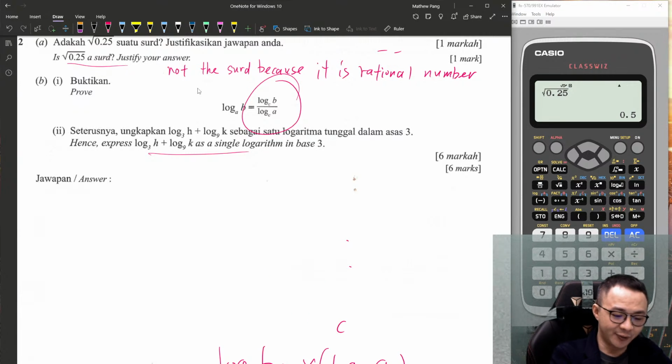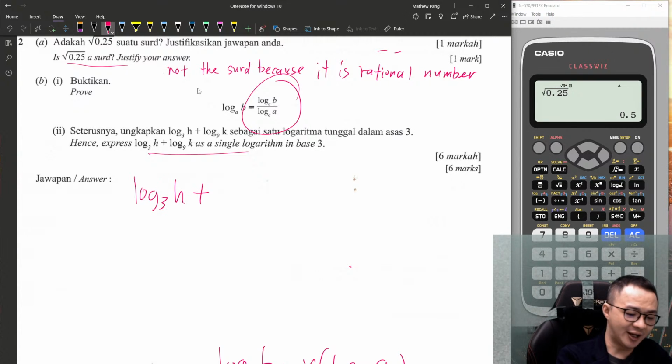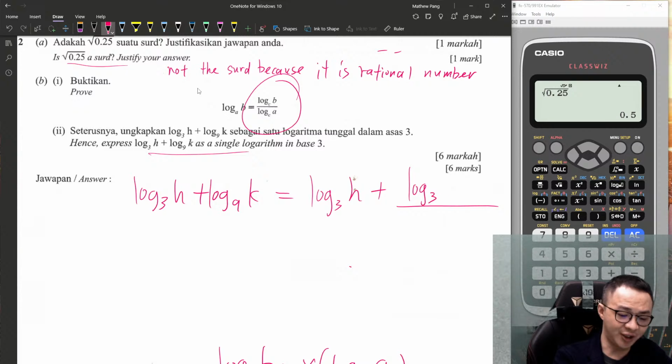Okay, so this one is log base 3 of h plus log base 9 of k. We just want to group the log base 3 together. So my first hint is I want to change the log base 9 into log base 3 of k. This one should be log base 3 of 9, and log base 3 of 9 you can type in the calculator is 2.